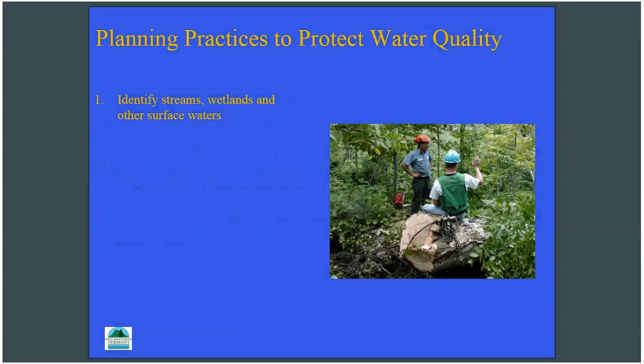Identify streams, wetlands, and other surface waters. Maps and aerial photos can help identify surface water features, steep slopes, or poorly drained soils. Because no map is 100% accurate, they should be used as a reference to identify potentially sensitive areas that must be verified on the ground before logging begins. Additionally, there may be features within the area to be logged that are not evident on any maps, so a thorough walkthrough is a good idea.